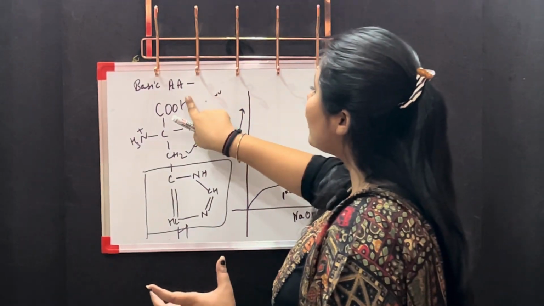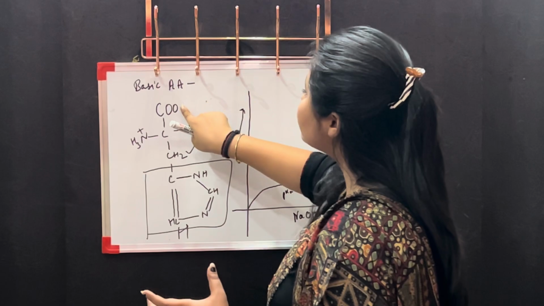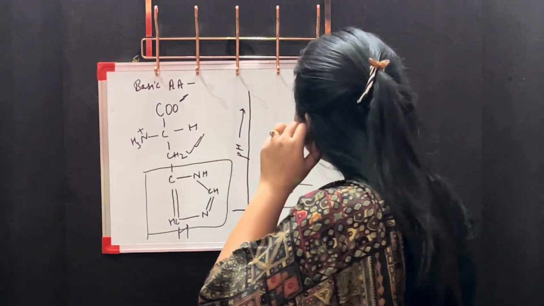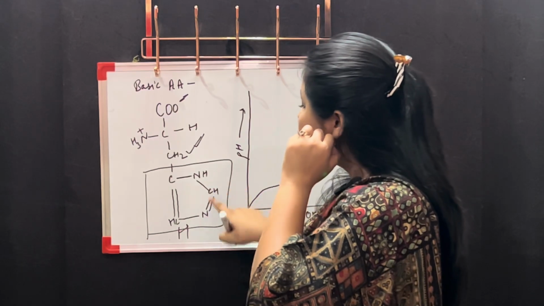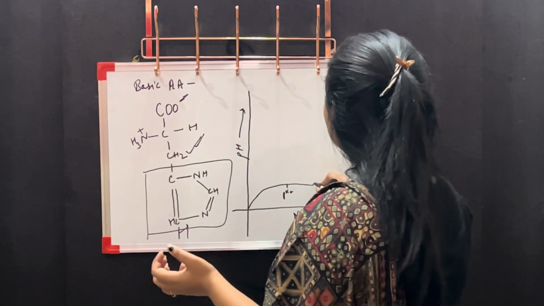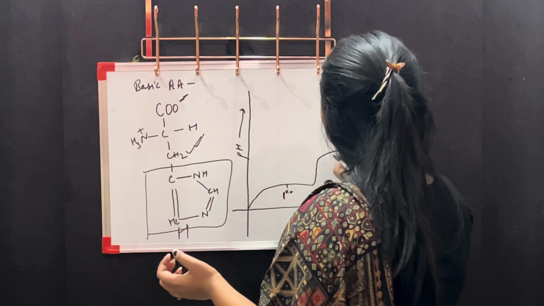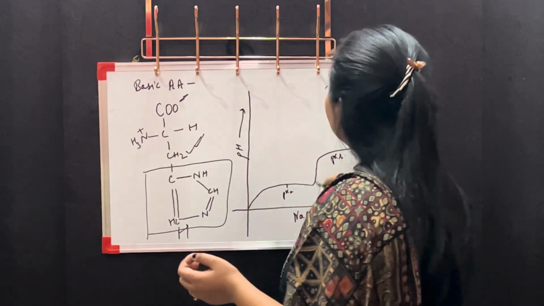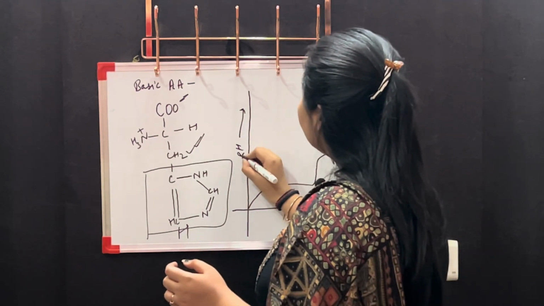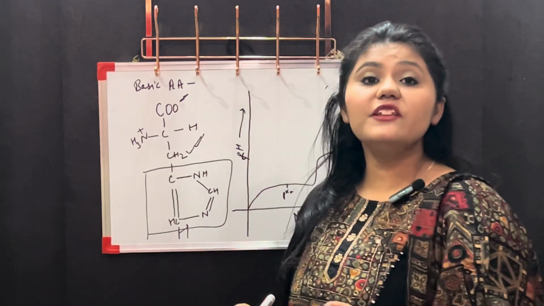Then when this whole becomes CO minus, what will happen? The side chain NH group will start giving its H plus ion and become ionized. So the side chain, that is pKr, will get ionized. It is around pH 6.